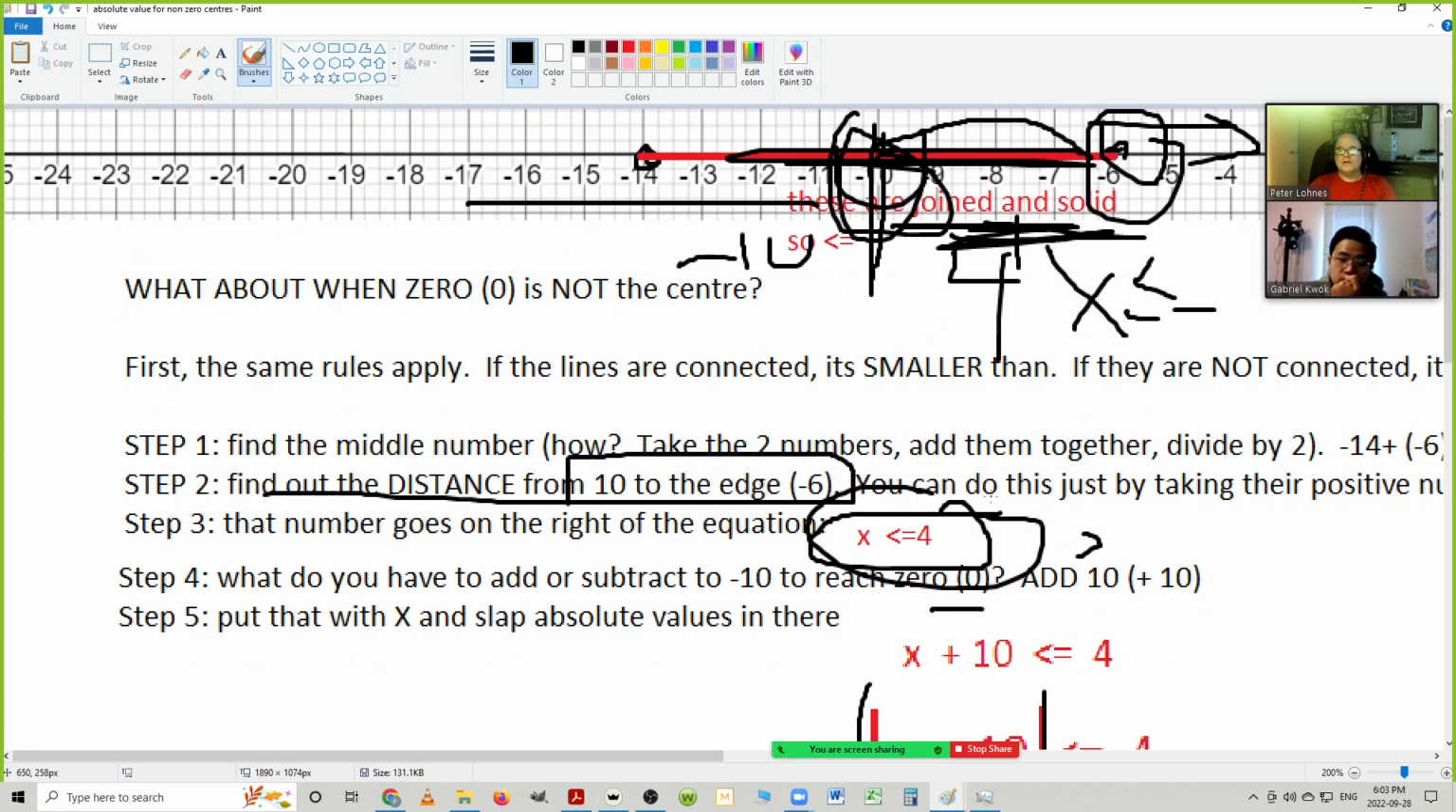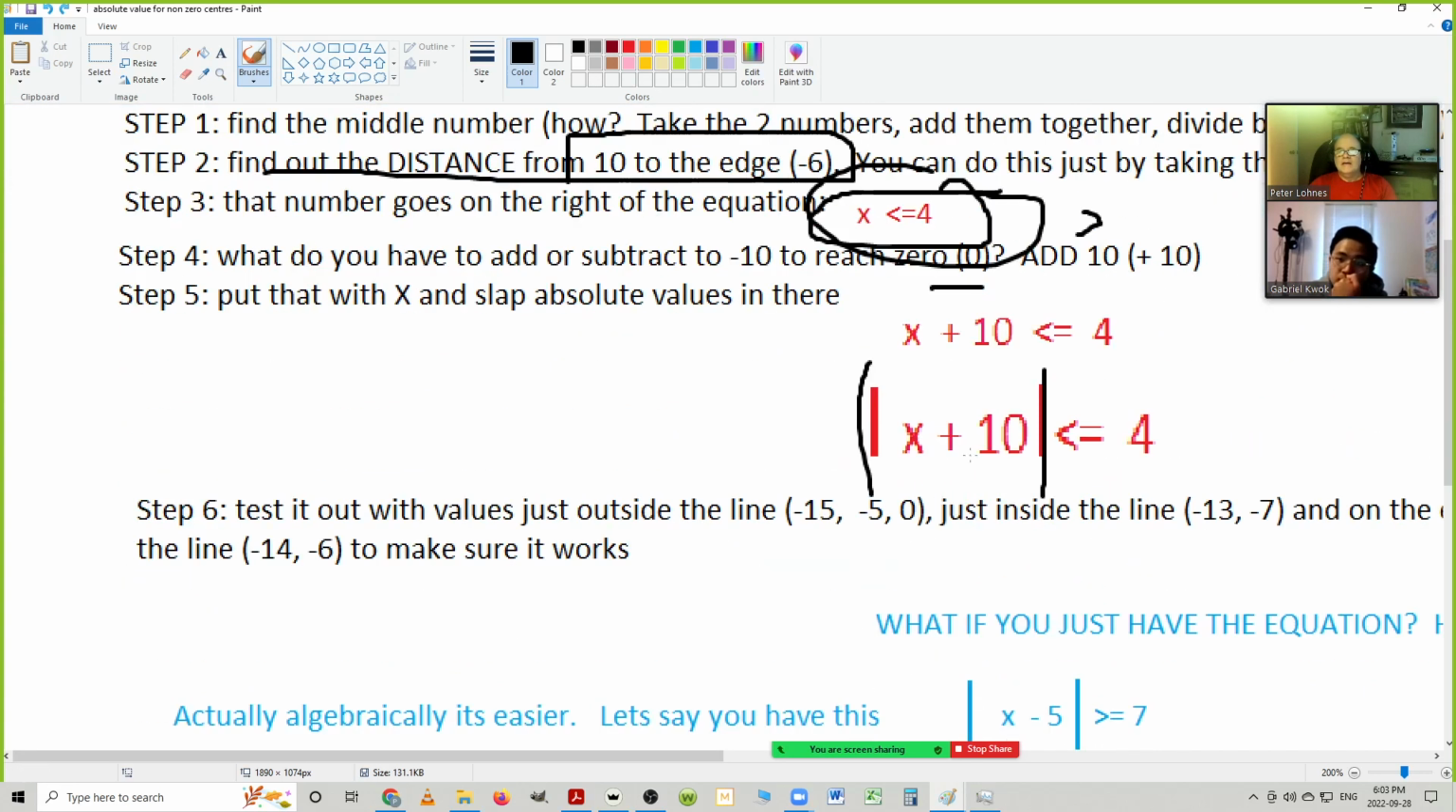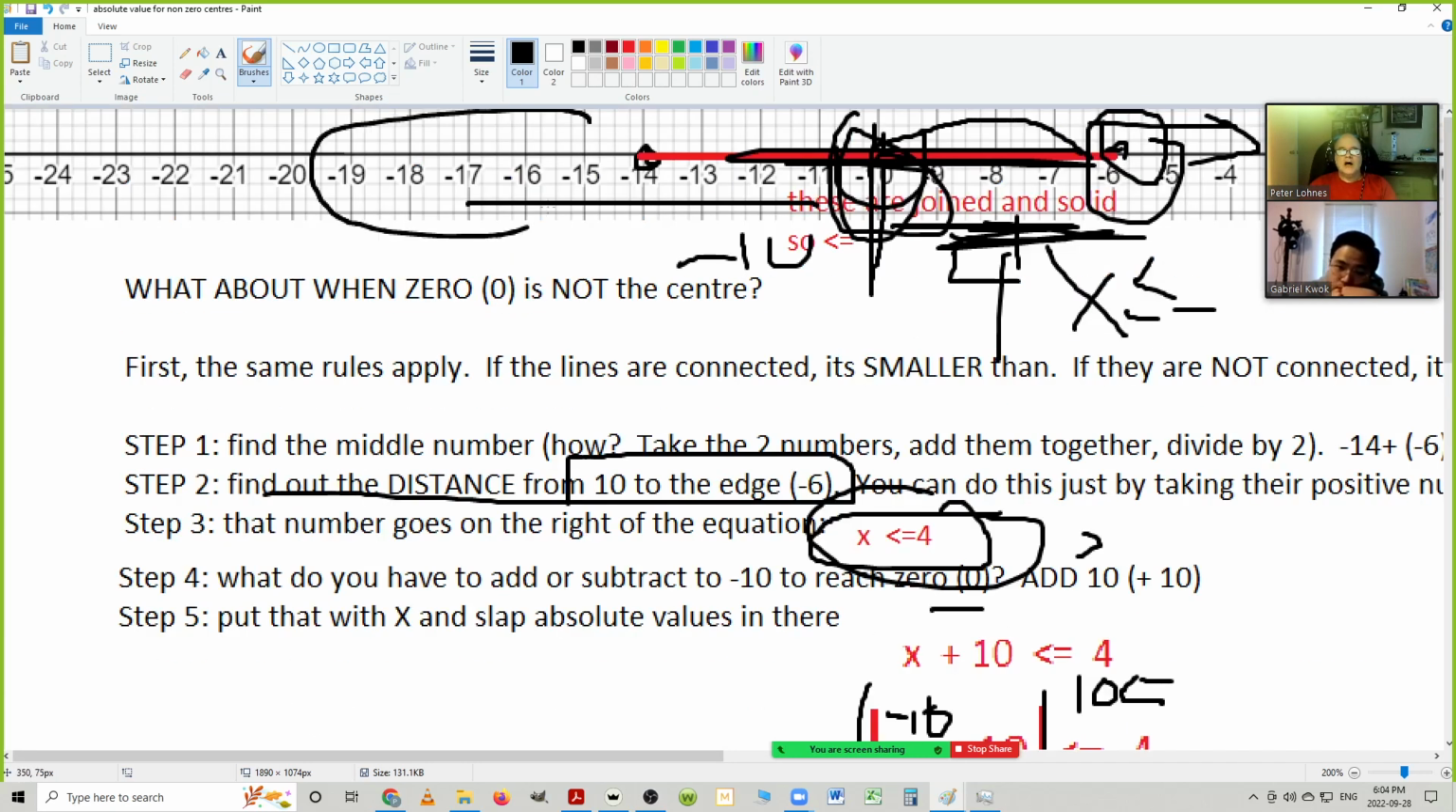Let's see if that works. Pick a number that's outside of this red line on the left. Negative 20. All right. Negative 20 plus 10 is what? Negative 10. And then you got to absolute value that once you solve it. So it becomes 10. Is 10 smaller or equal to 4? No. That's why it's not on that number line.